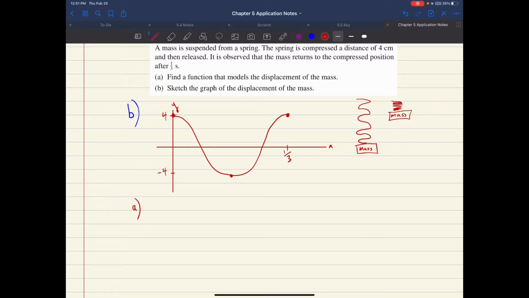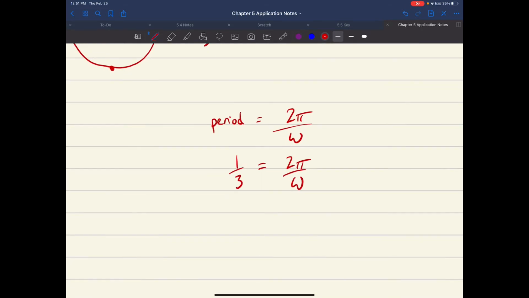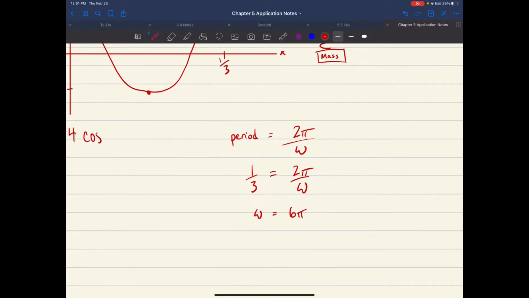So I know I have a cosine graph. The amplitude is 4. There's no vertical shift, there's no phase shift, and the period is found by 2 pi over omega, and we already know the period is 1/3. So if we solve the equation 1/3 equals 2 pi over omega, we would get 6 pi. So omega is 6 pi. So that's our k value.